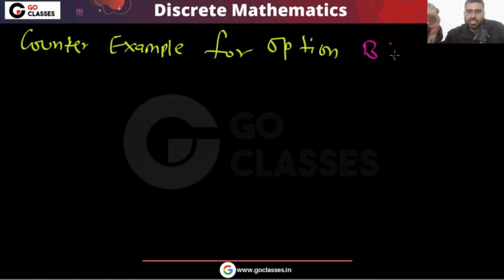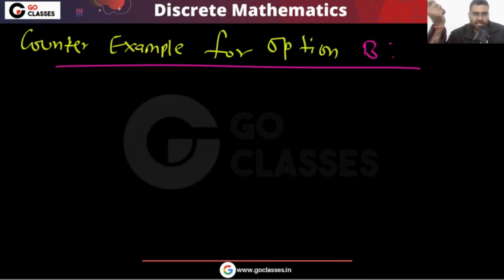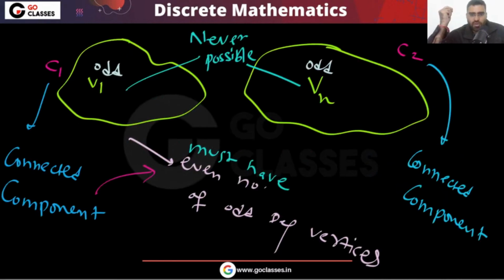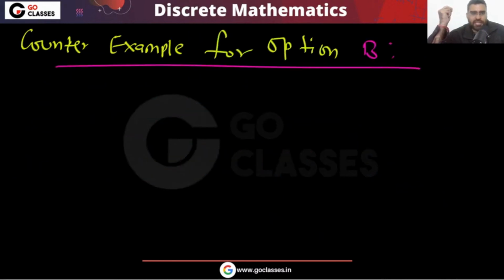So what is the counterexample for option B? Option B is saying that there is a path from vertex 1 to each of these vertices. So that is definitely wrong. What you can do is easily create a counterexample like this.